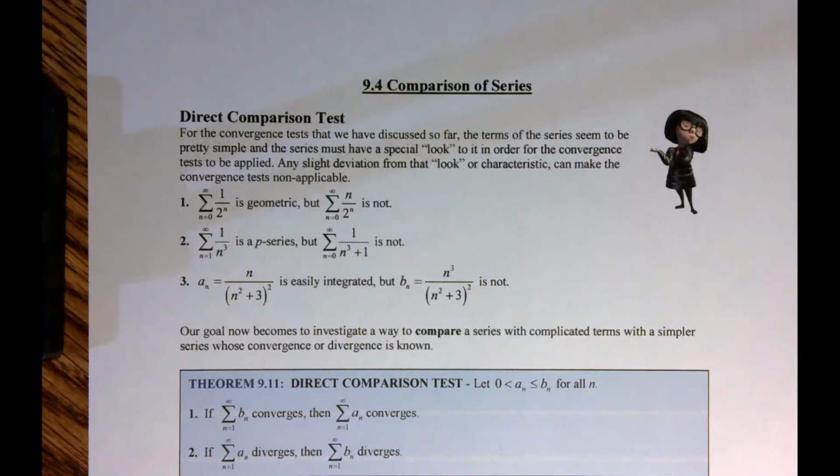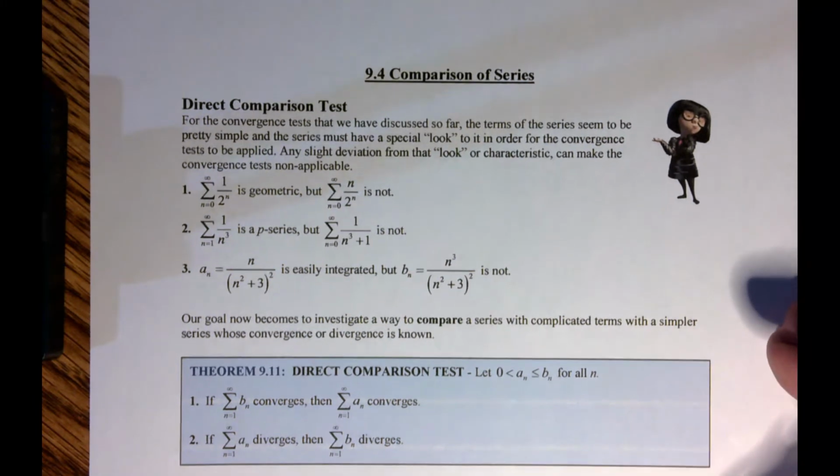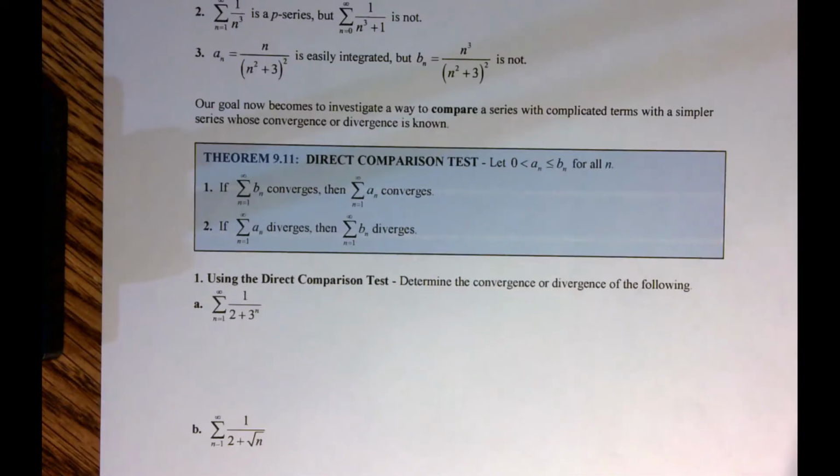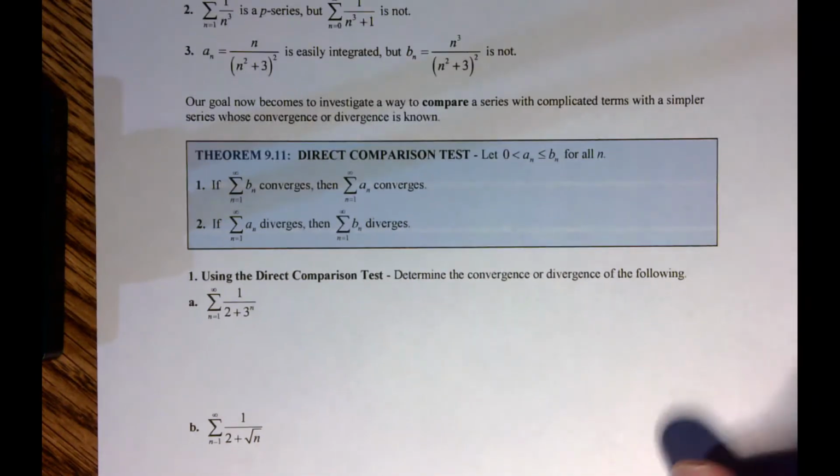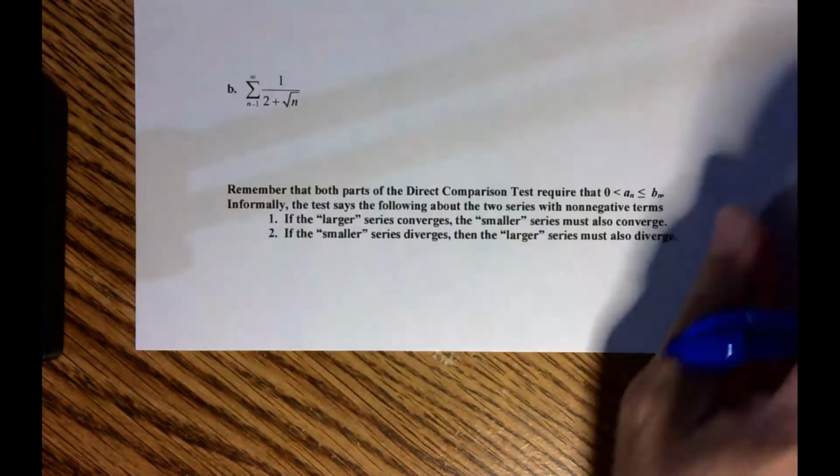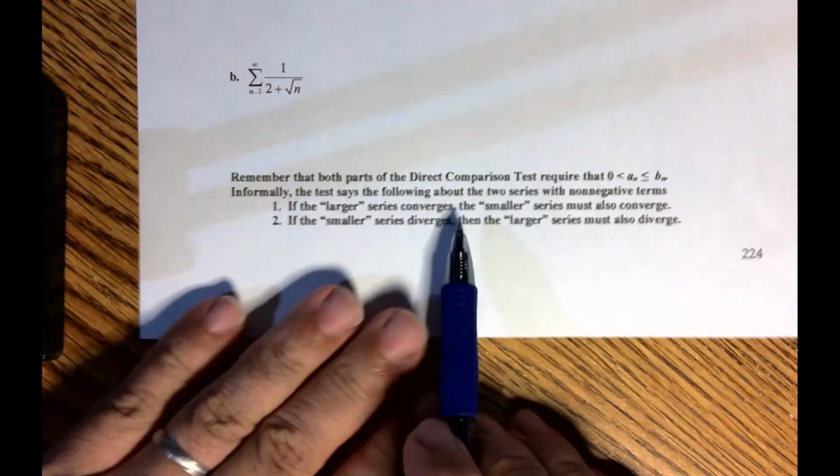Okay, so this is section 9.4. We did the comparison of series. We did this one in class, a direct comparison test. The biggest conclusion you draw from that theorem is this one right here at the bottom of the paper.